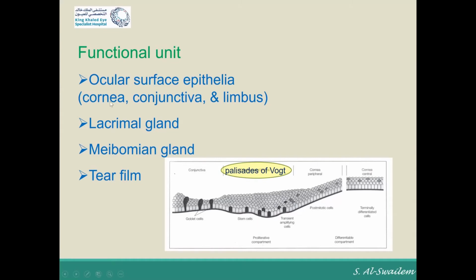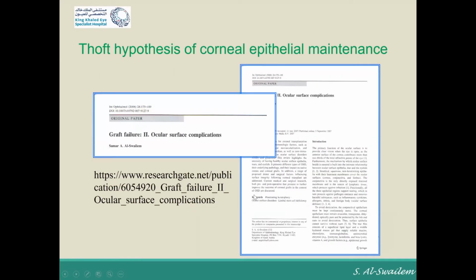So one thing to highlight is that when we talk about the cornea, we always talk about limbal stem cells, and the limbal stem cells are present at the limbus itself. And I would encourage everyone to read about the Tseng hypothesis of corneal epithelial maintenance, how the corneal regeneration takes place. So these limbal stem cells are in charge of regenerating the epithelium. I mentioned that in one of my past articles with the title "Graft Failure, Ocular Surface Complication." It's all described there.